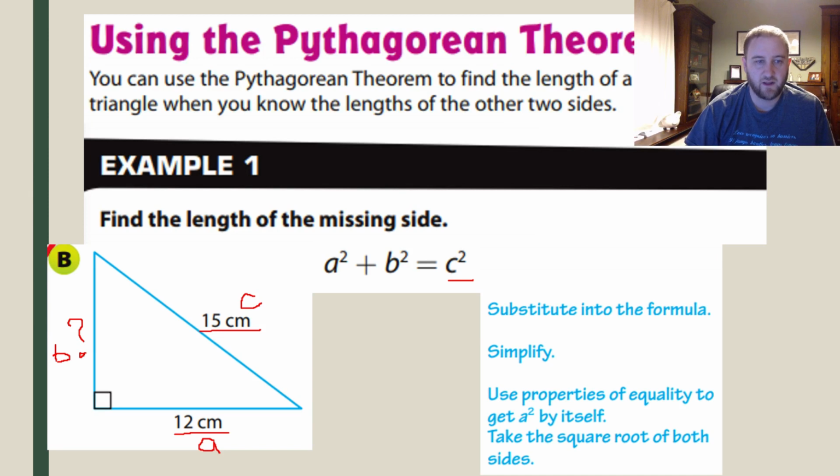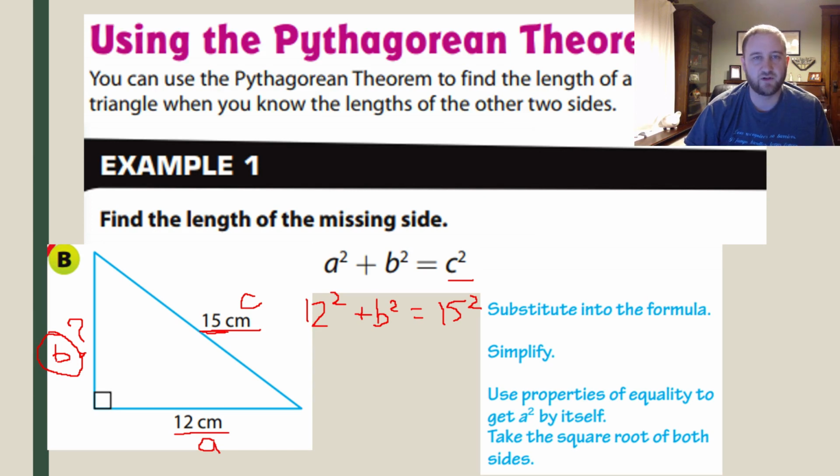Okay, so we'll say that this is going to be 12 squared, right? We said that 12 is A, so 12 squared. B is what we're trying to solve for. So we're going to do 12 squared plus B squared. We can't plug anything in for B because that's what's missing. And then for C squared, we're going to do 15. So 15 squared.